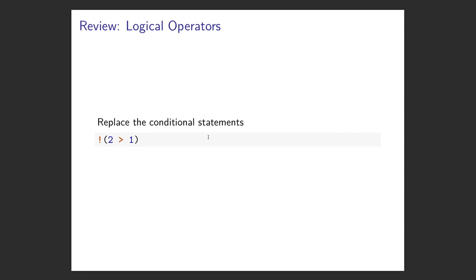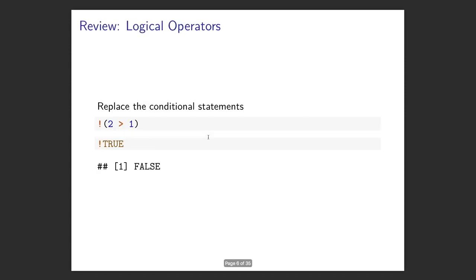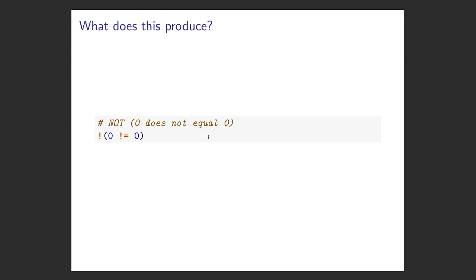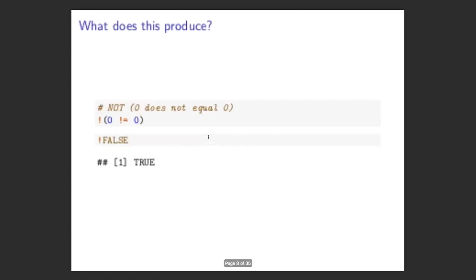So the first thing you got to do is understand how to unpack this kind of statement. We have 2 greater than 1. That's true. And we have a not. Not true is false. Take a pause and try this out. So we have not 0 does not equal 0. But we know 0 does not equal 0 is false, and we know that not false gives us true.